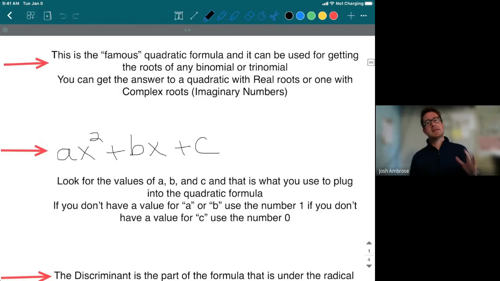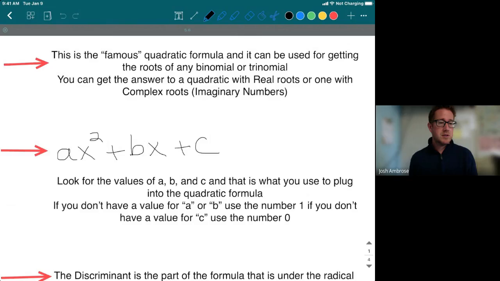This is something that you could use on pretty much every single trinomial. You can even use it on a binomial, but you would have to manipulate the binomial just a little bit. But this would work every single time. It's going to work for real roots or imaginary roots, complex roots, all of that.